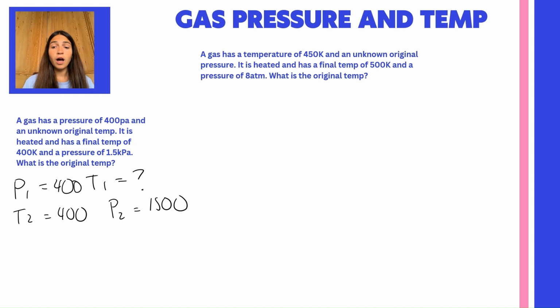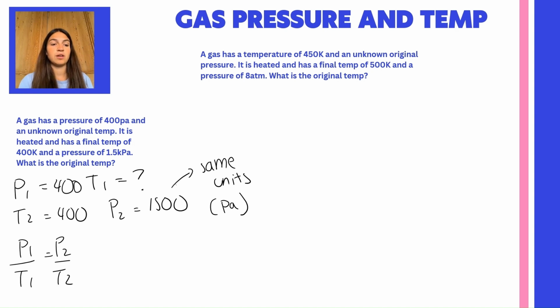Now, I've converted that by multiplying by 1,000 into pascals, so 1,500 pascals. It's not always necessary to convert these things. However, what I do need is my two pressures to have the same unit. At the minute, one's in pascals, one's in kilopascals, so I definitely have to convert one of them. So I converted the kilopascals one, and now they've both got the same unit of pascals. I can use my equation P1 over T1 equals P2 over T2 and plug the right things in the right place.